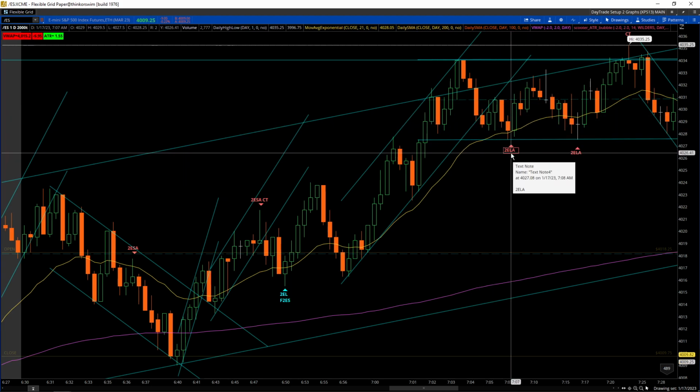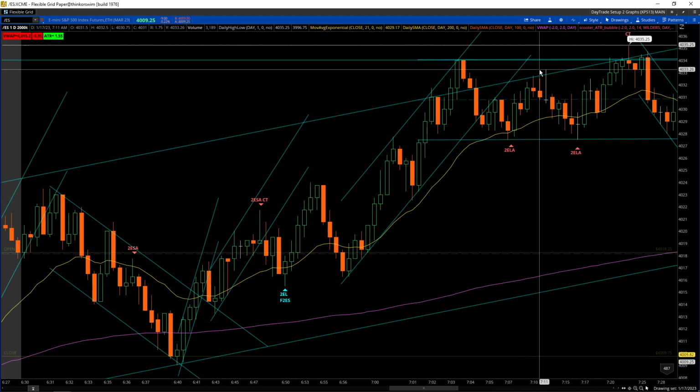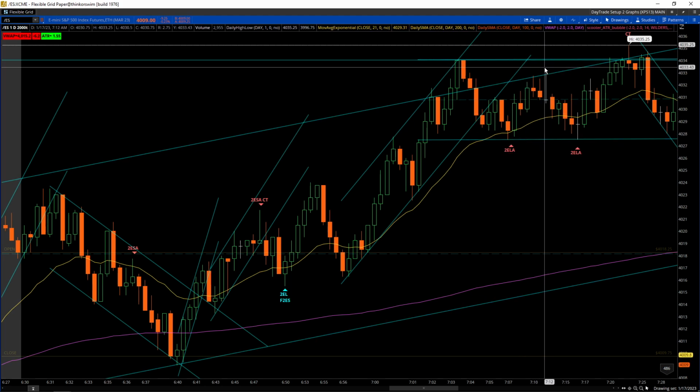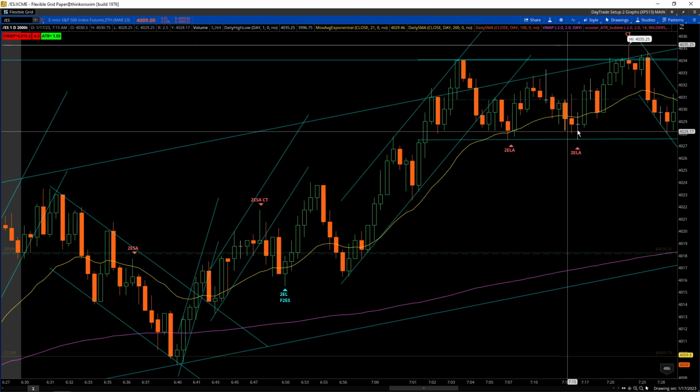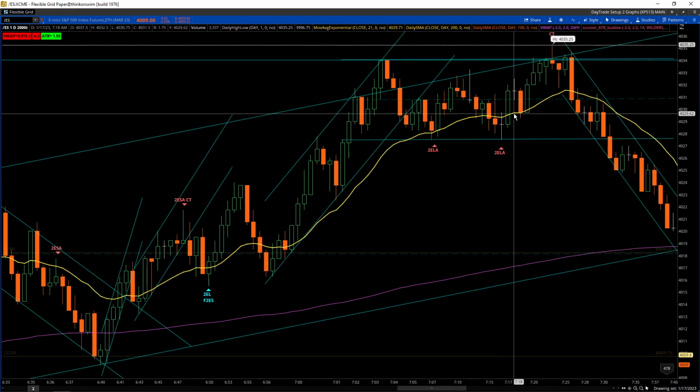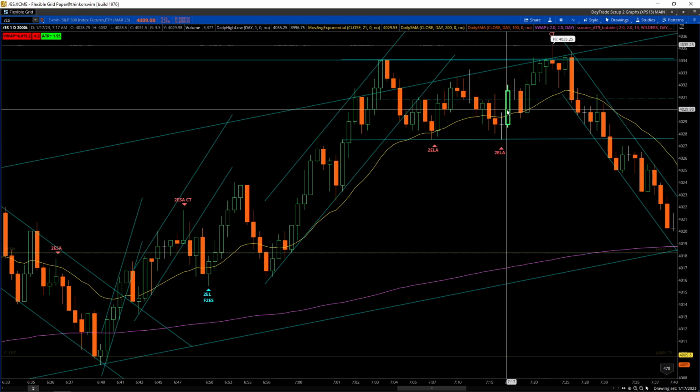That's why I marked it as a second entry long aggressive. Comes up. This could be considered a new high again. And it makes a first entry long, second entry long. Again, this is second entry long. If you took an entry, you'd probably have to take it right here.